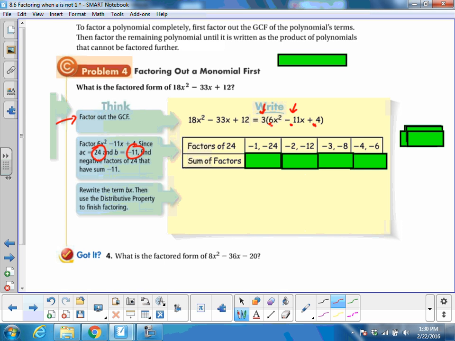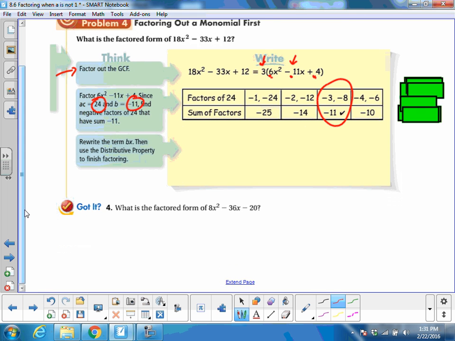I'm looking for the factors that, when combined together, you end up with a negative. So the 1 and the 24 are not going to do it. The 2 and the 12 get me to negative 14, so we're getting close. There's my negative 11, right here. We now rewrite the term as bx.